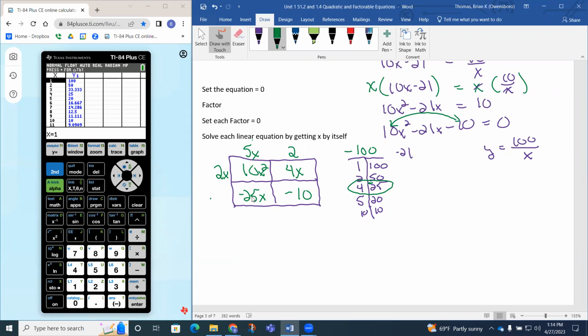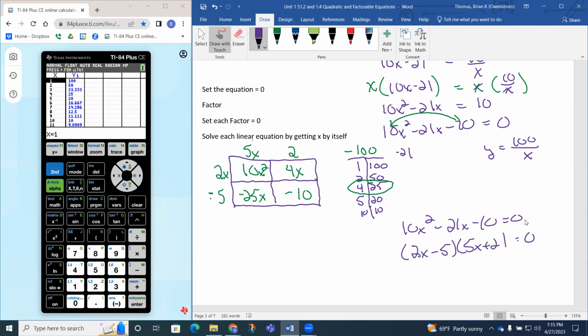What times 5x is negative 25x? Well, that had to be a 5. 5 times 5x is negative 25x. Nope, that's got to be a negative, doesn't it? So negative 5 times 5x is negative 25x. Does negative 5 times 2 give me negative 10? Yeah. So what this tells me is this 10x squared minus 21x minus 10 equals 0 is going to factor into 2x minus 5 and 5x plus 2.